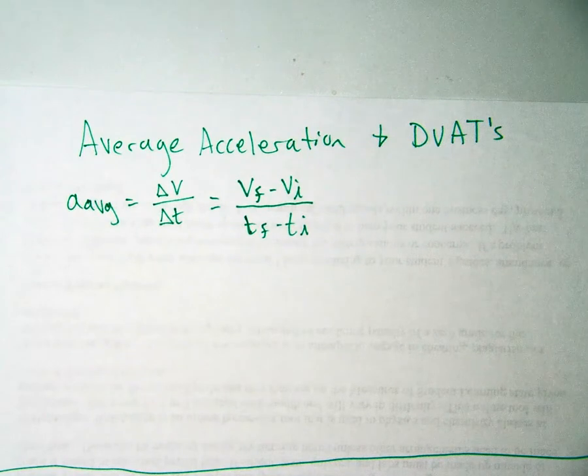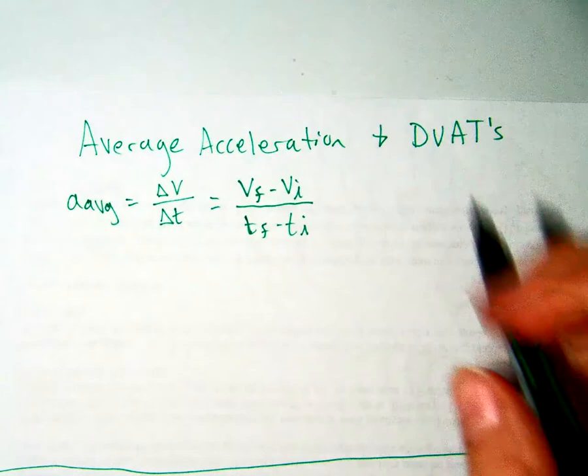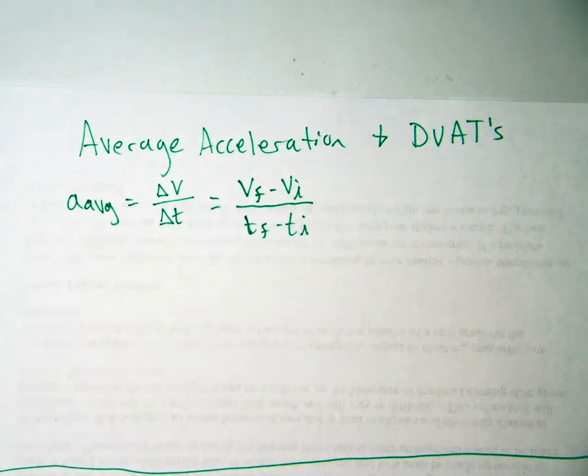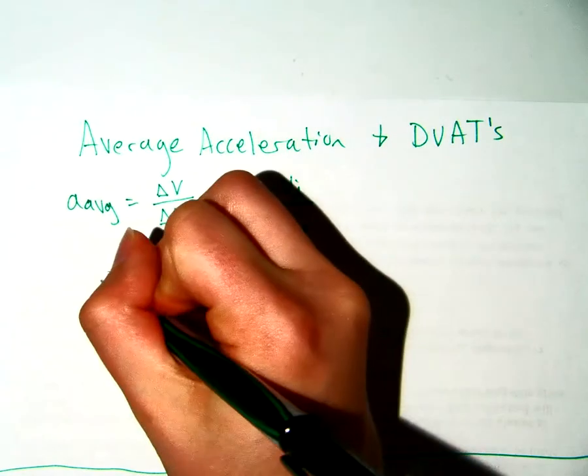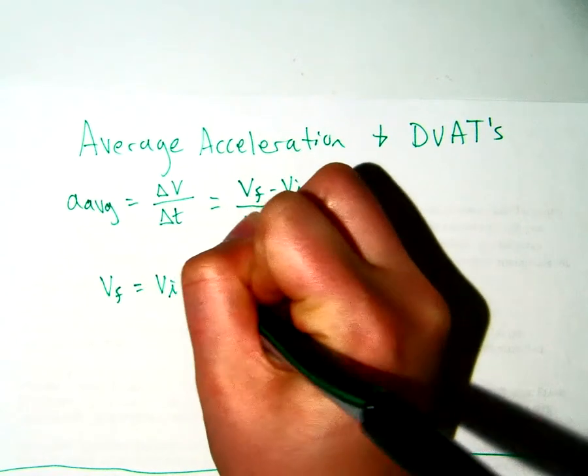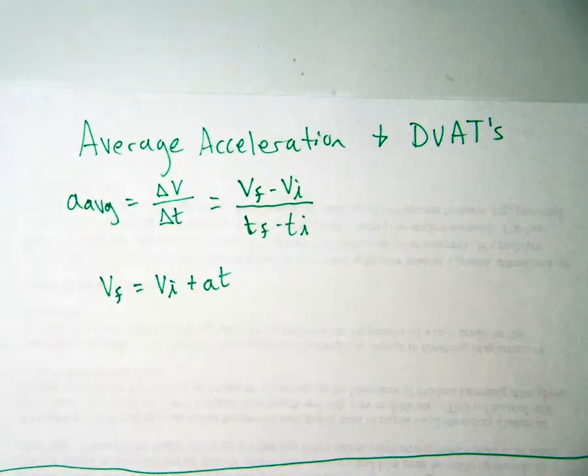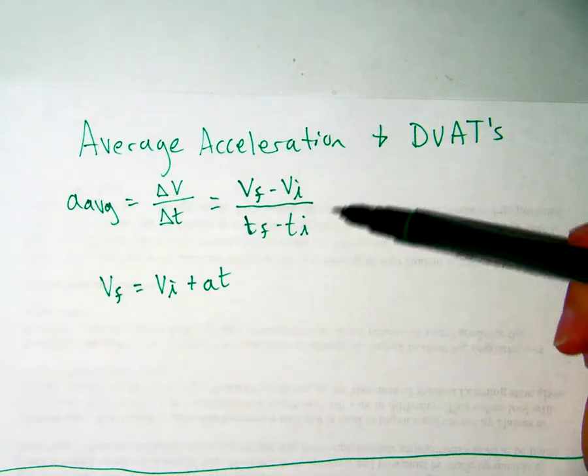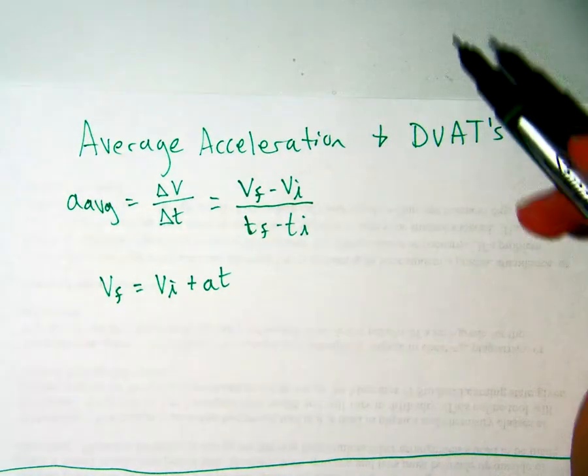So our first one stems from this average acceleration definition. We arrange things around a little bit, and we get that our final velocity is equal to our initial velocity plus a times t. I go through the algebraic rearrangement in my average acceleration example video, so check that out if you are interested in how I got from this equation to this equation.